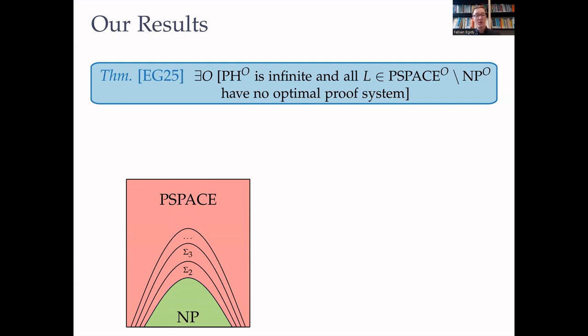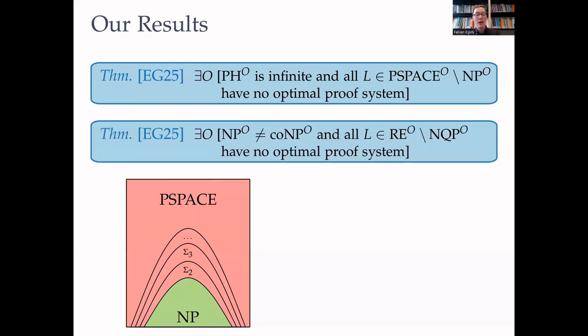And this clarifies the situation inside P space, but what about outside P space? And here we have a second oracle with the following property, which we also consider as our main result. Here, NP does not equal co-NP, and all recursively enumerable sets that are outside of NQP do not have optimal proof systems. And here NQP stands for non-deterministic quasi-polynomial time, which is just slightly more complex than NP.